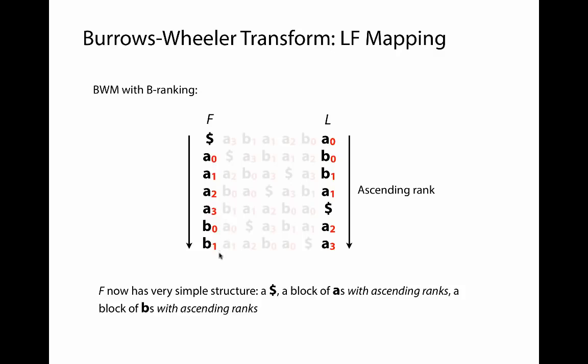But now, with this new ranking, the B ranking, there's also something predictable about the order in which the ranks appear. They're going to appear in ascending order. So this block of A's is always going to be A sub 0, A sub 1, A sub 2, A sub 3, etc. So F now has this very predictable, very nice structure. And this is helpful to us, as we'll see.